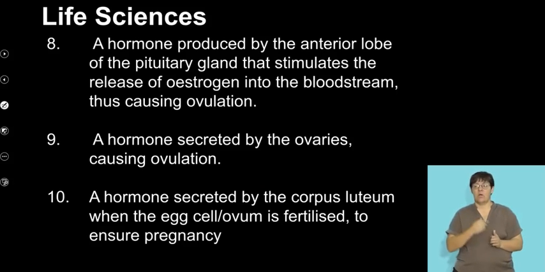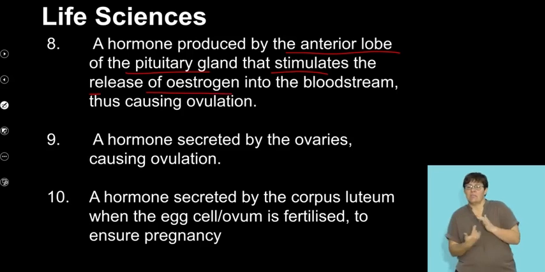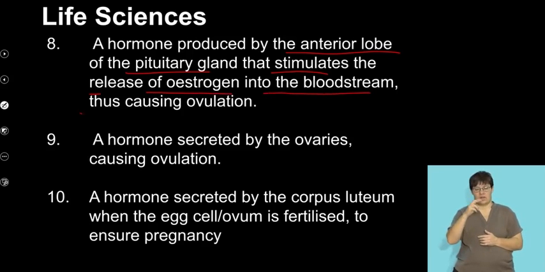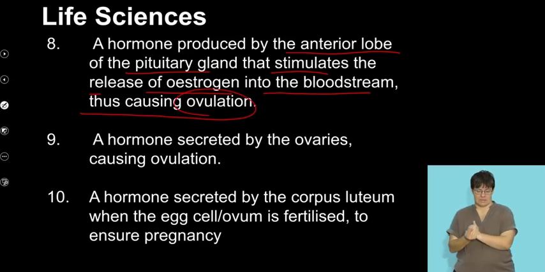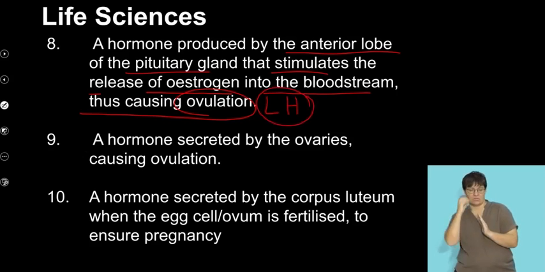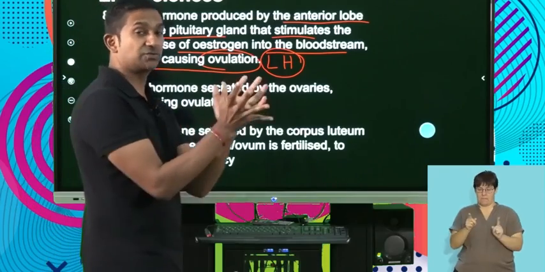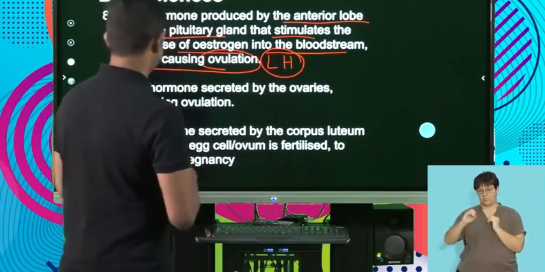Question 8. A hormone produced by the anterior lobe of the pituitary gland that stimulates the release of estrogen in the bloodstream that causes ovulation. Again, the hormone that stimulates ovulation, as I mentioned earlier on, is called luteinizing hormone, or LH, and that is the hormone that targets the Graafian follicle, causing it to rupture, releasing an ovum.